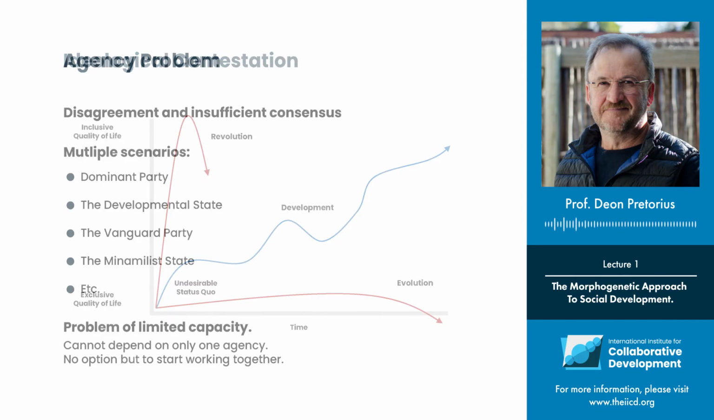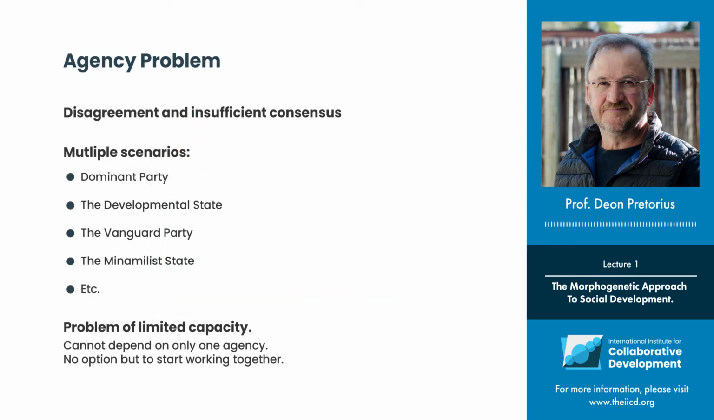The agency problem is a complex one, which can be described against a background of multiple possible scenarios to the question of who should be responsible for leading and guiding the process of societal development. For some people, it's the dominant political party. Other people use the term the development state, or a strong state, or a capable state. Other people talk about the vanguard party. Other people talk about the minimalist state. And when they talk about the minimalist state, they suggest that market forces and other dynamics should play an important role. And there are other variations on the theme.